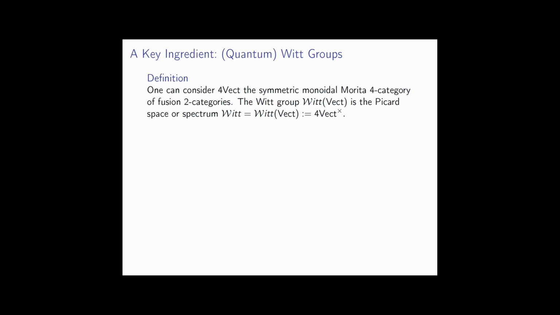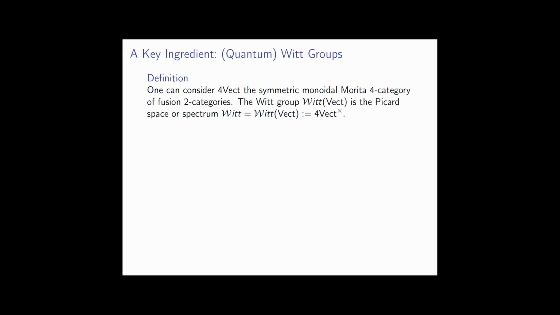And what do I mean by that? Well, one thing that one can consider is this category. I decided to name it all back for reasons that I'm happy to tell you in a private discussion. But this is my notation for the symmetric monoidal Morita category of fusion 2-categories.